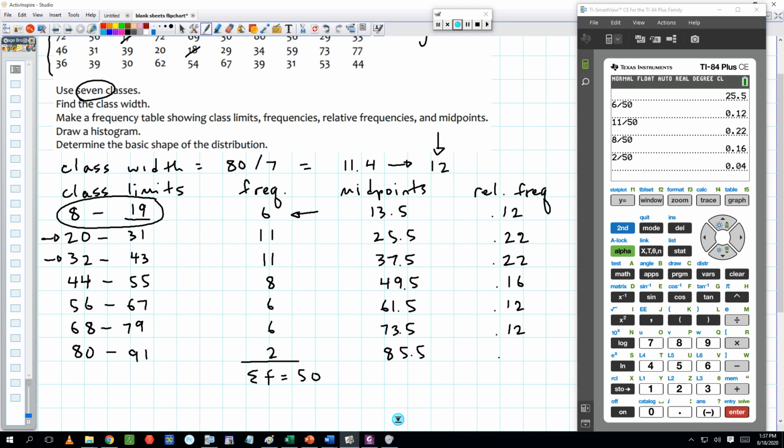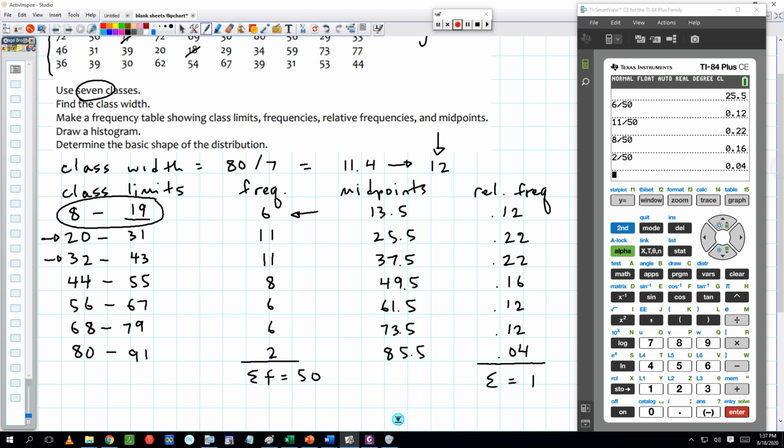Now what's important about this column is that these percentages all add up to be 1 for 100%. Now if I'd had decimals here that I rounded, it might not be 1 exactly, but if you added them together, it would be very close. Okay, that's how we create a frequency distribution table.